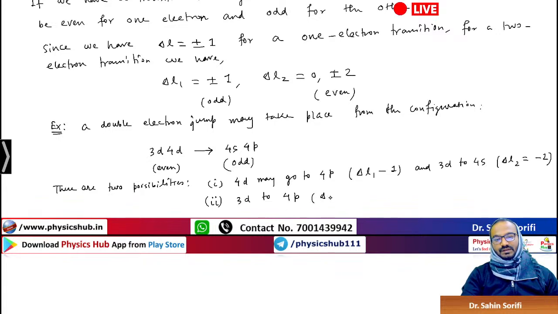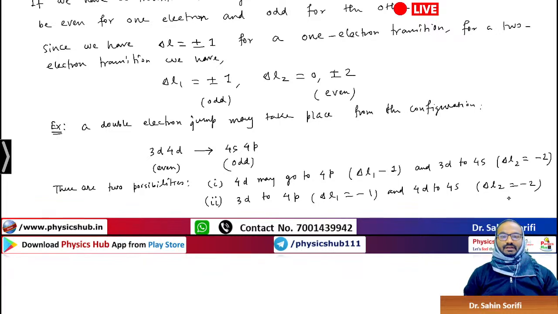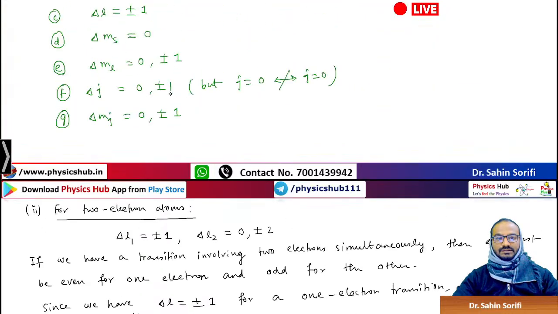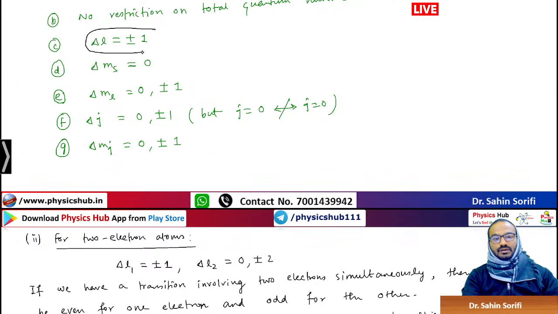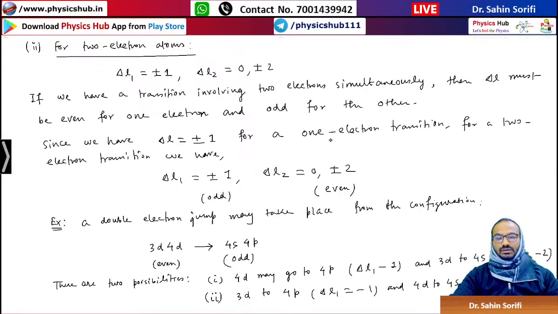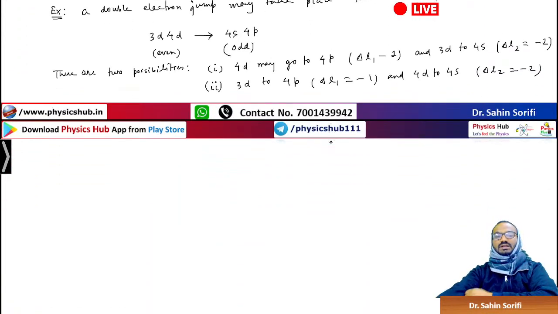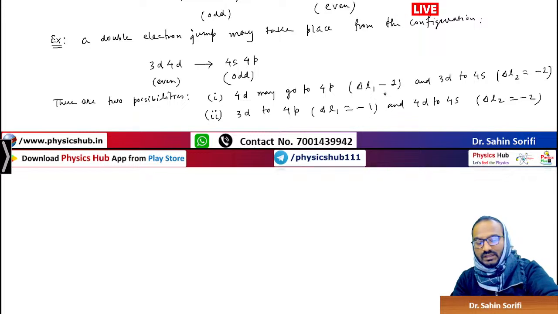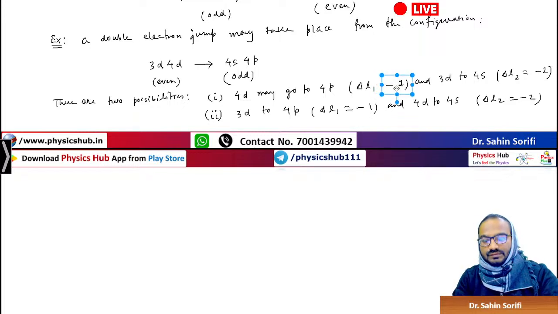Another possibility, it may be 3D to 4P. In this scenario, what is the change in L? Minus 1. And maybe 4D to 4S. Here, what is the change in L? Minus 2. Is it clear or not? This is a double electron transition. For a single electron transition, change in L should be plus minus 1. This is important. For a double electron transition, for one electron change, delta L will be odd, and for the other it will be even.